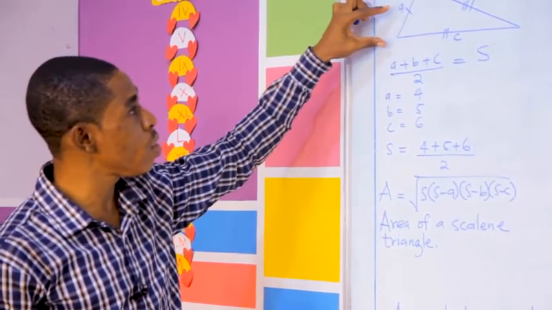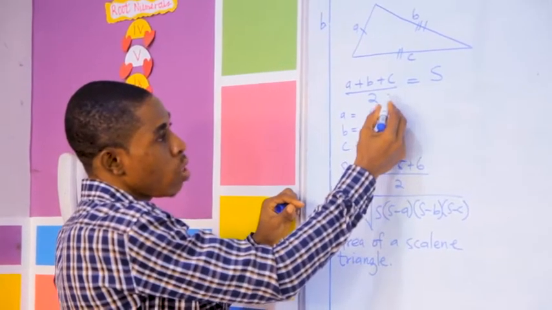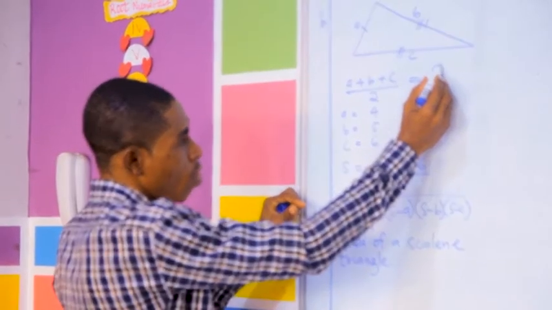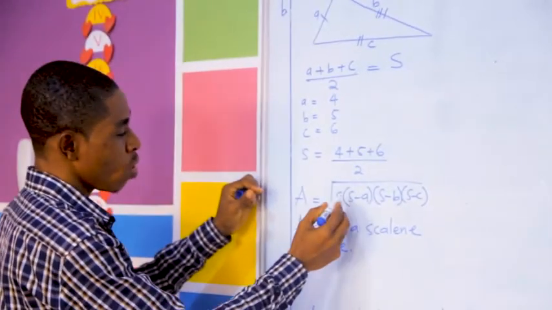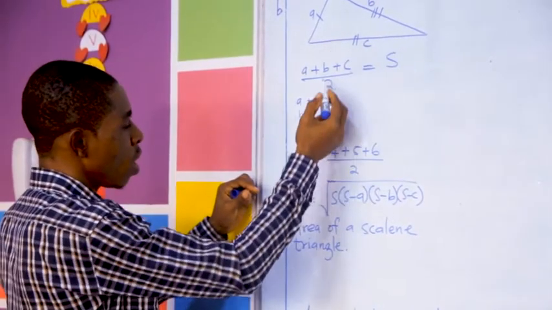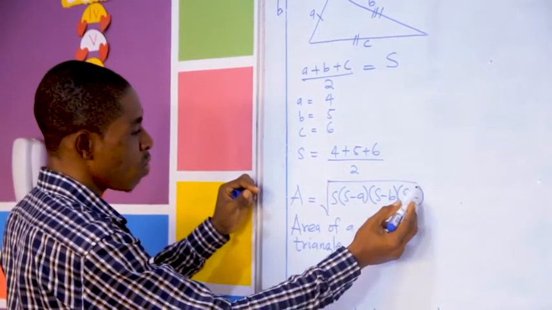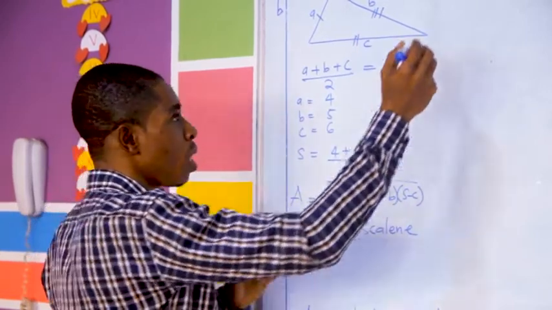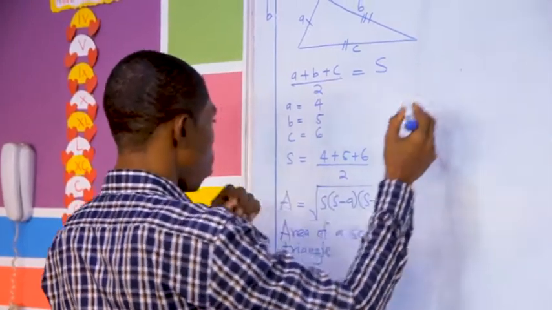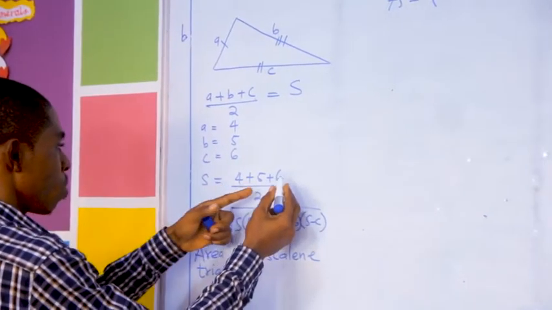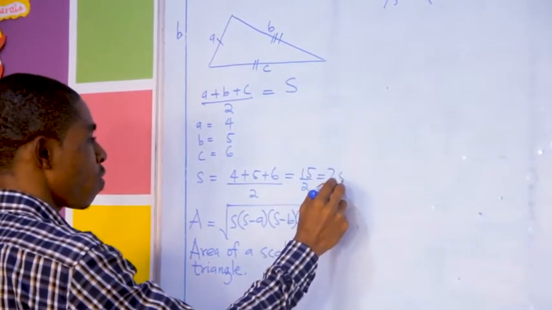And to find the area, you just find the value of A plus B plus C and divide by 2. That gives you a value called S. Alright? And then you bring S there in a square root, and then you say S minus the value for A times S minus the value for B times S minus the value for C. So you could be having something like this. A is equal to this, which gives you 15 over 2, which is 7.5.